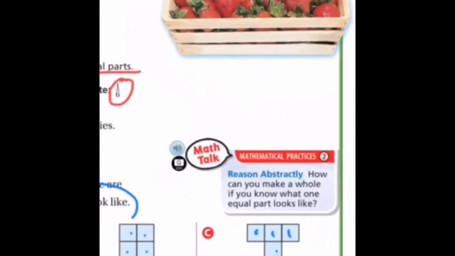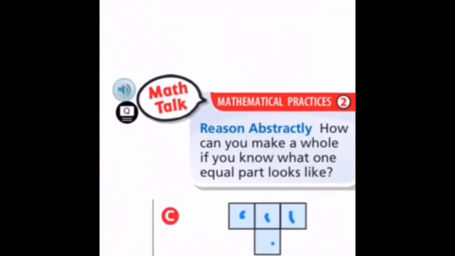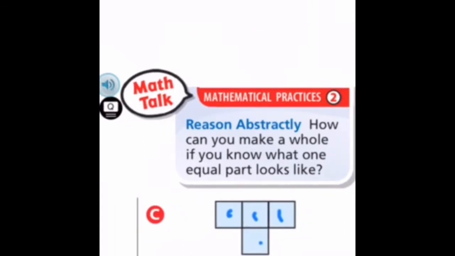And in fact, in our next problem, we'll look at maybe even a few others. But let's look at this. How can you make a whole if you know what one equal part looks like? Okay. Well, if we know that this green square I drew is equal to 1/3, then we know we need 3 of those green squares in order to make a whole.